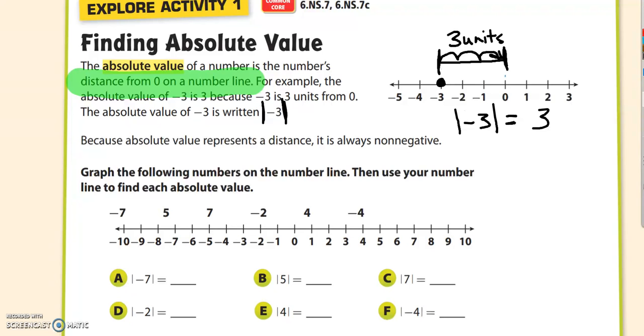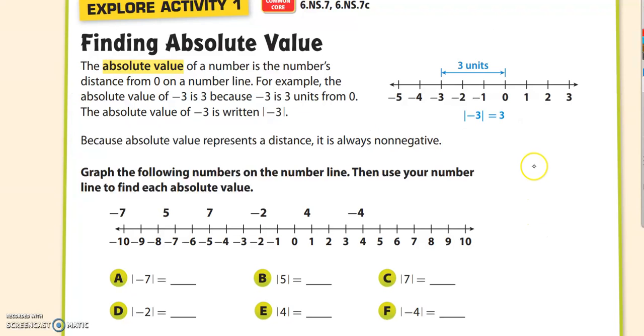So let's go ahead and keep reading. It says, because absolute value represents a distance, it is always non-negative. Now a lot of kids want to draw the conclusion that it's always positive, and it is almost always positive, but we say non-negative because the absolute value of 0 is its distance from 0, which is 0 spaces. And 0 is not positive. I know it's a technicality, but still, it's true.